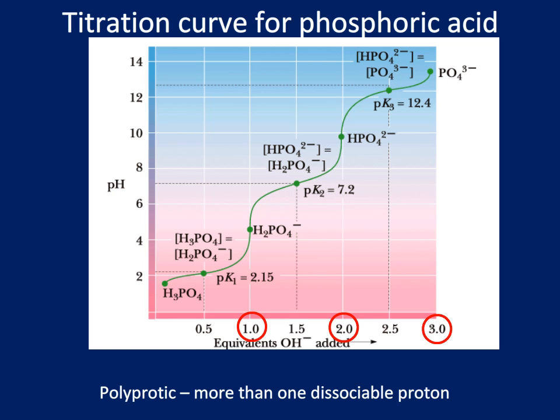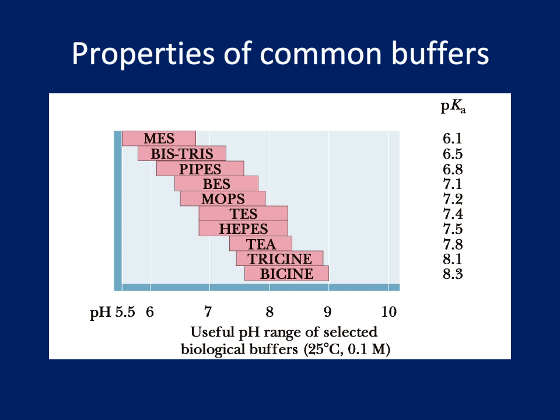Many buffers are polyprotic, and you should be able to understand what that means and what the individual pKa's provide in terms of buffering capacity. Here are a few buffers commonly used in the biochemistry laboratory. You should be familiar with some of these and their pKa's, as well as a list on page 60.